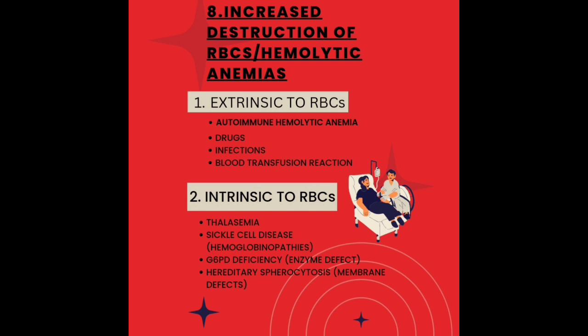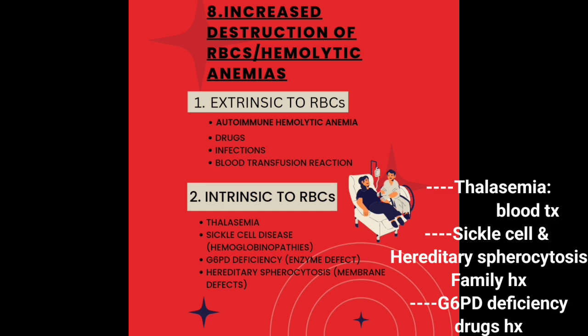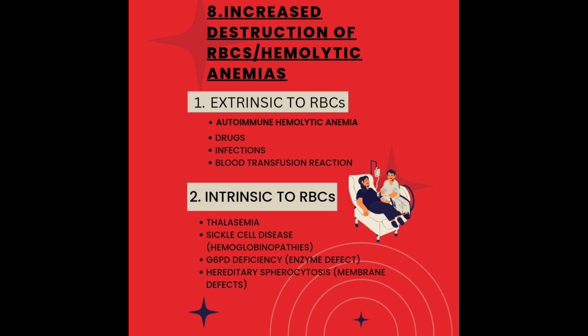In the last, you have to ask about the diseases with increased destruction of RBCs, or hemolytic anemias. Increased destruction of RBCs can be extrinsic or intrinsic. In extrinsic, here come the autoimmune hemolytic anemias, drugs, infections or blood transfusion reaction. In intrinsic causes, there come thalassemia, sickle cell disease, G6PD deficiency and hereditary spherocytosis.